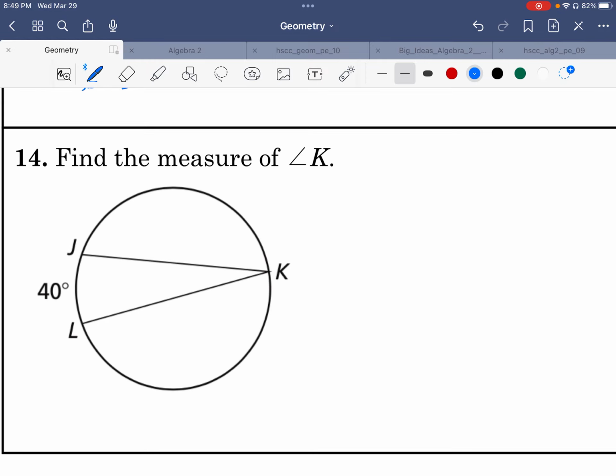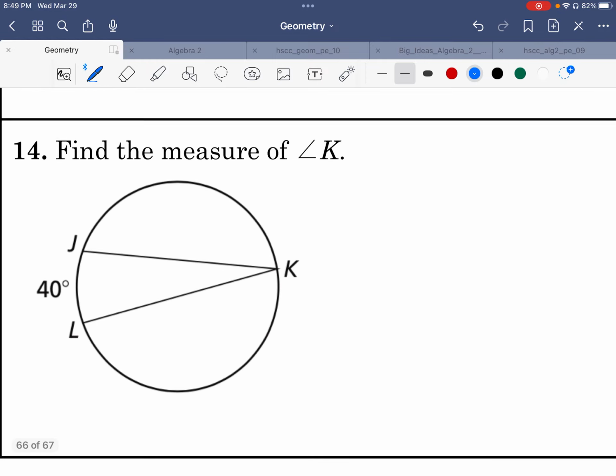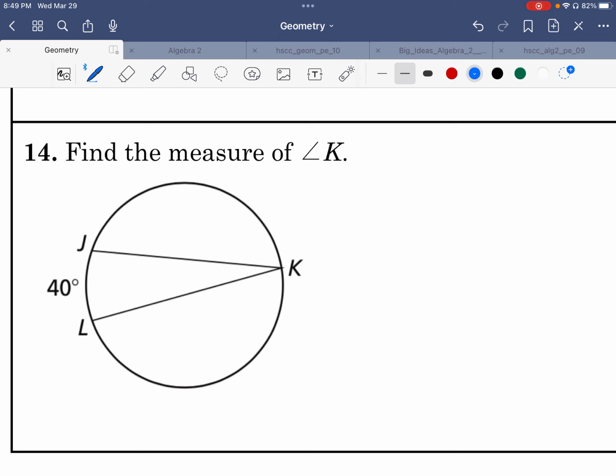Find the measure of angle K. This is actually a pretty easy one. Now remember, if the angle is not in the center, then it does not equal the arc. In this one here, we have to divide it by 2. So this is the 40 degrees cut in half, which is 20 degrees. So my answer is that the measure of angle K is equal to 20 degrees.